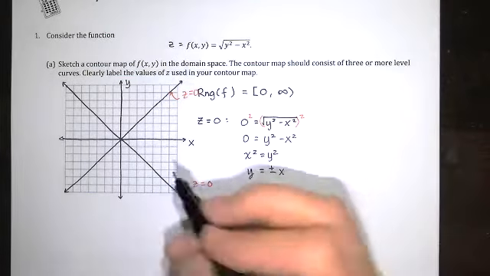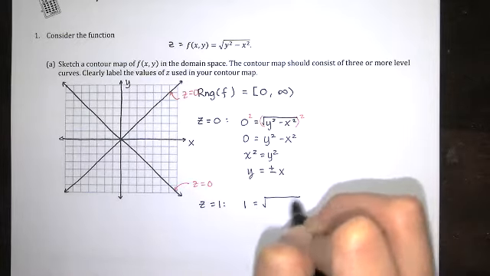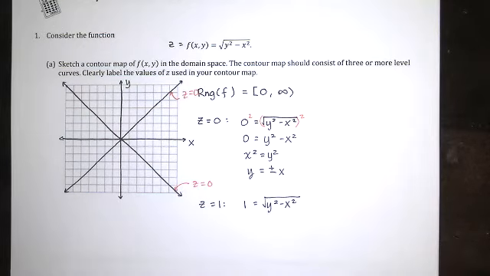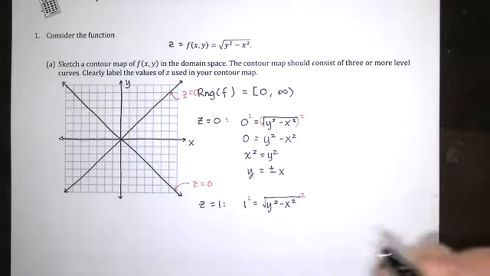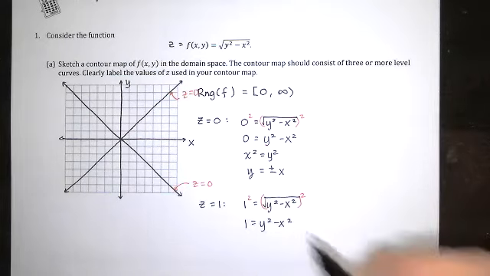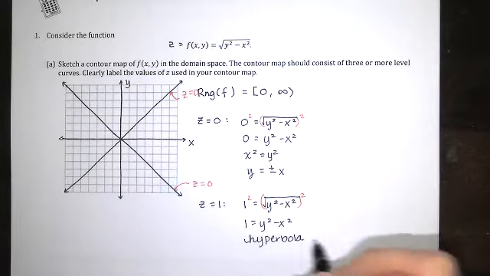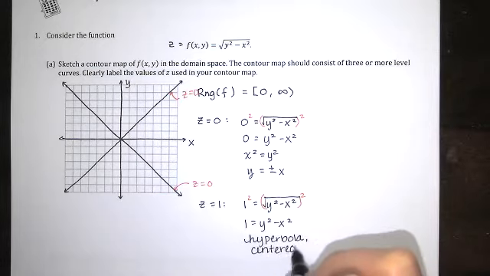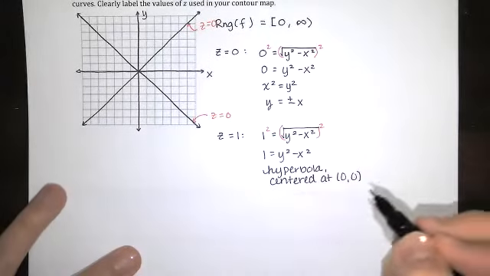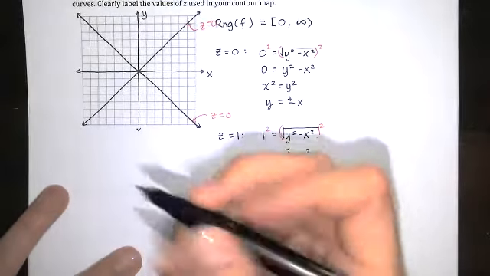Okay, and let's set z equal to 1 and see what that looks like. Then we have 1 equals the positive square root of y squared minus x squared. Again, we square both sides to get rid of that radical. And now we've got 1 equals y squared minus x squared. Well, that's a hyperbola centered at 0, 0. The numbers under the y squared and x squared are just 1. So we go out plus and minus 1 unit in the y direction and the x direction from 0, 0. And we draw a little box.